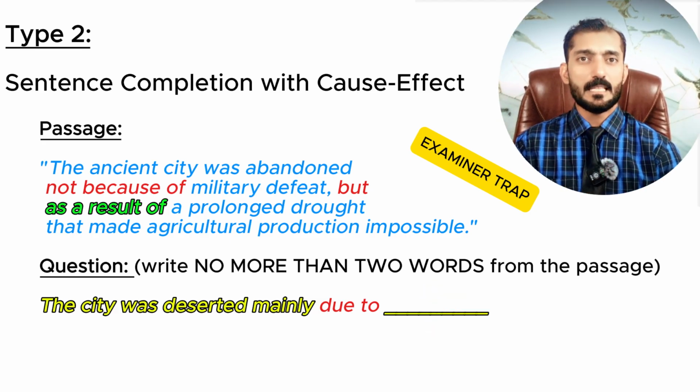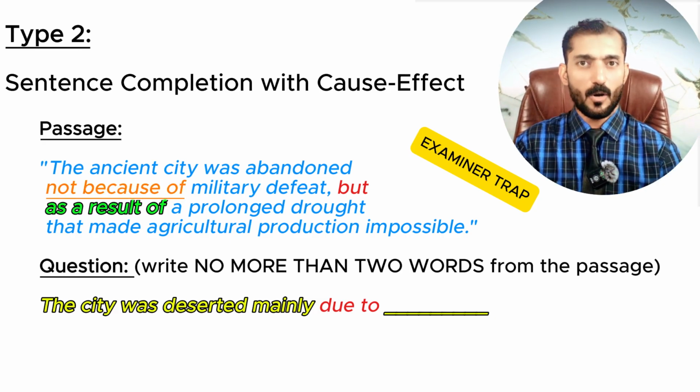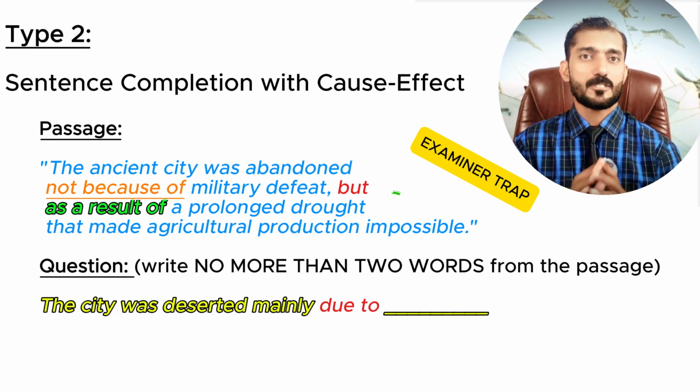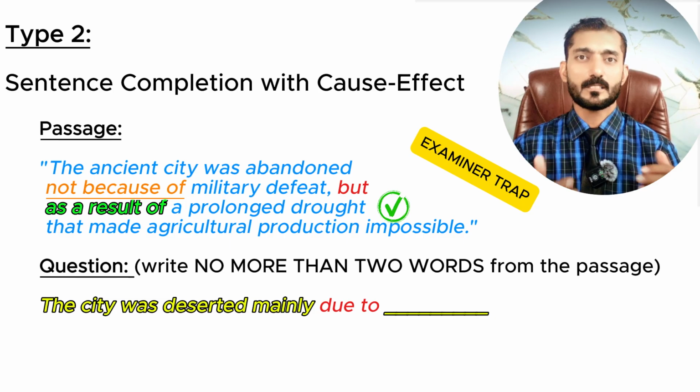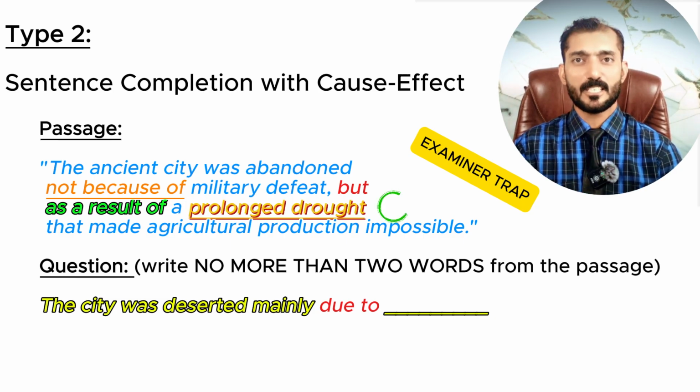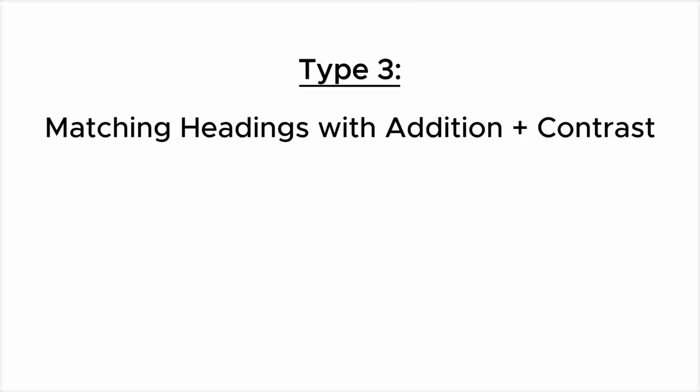Students write military defeat as it is mentioned early, but the phrase not because of cancels it. So the answer is prolonged drought. The cause effect structure here has a negation embedded in the first connector.